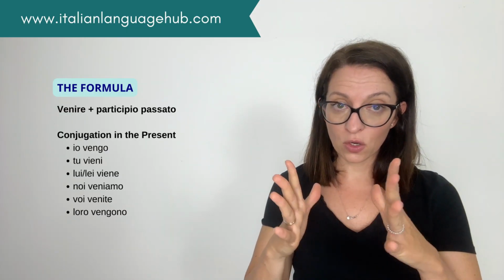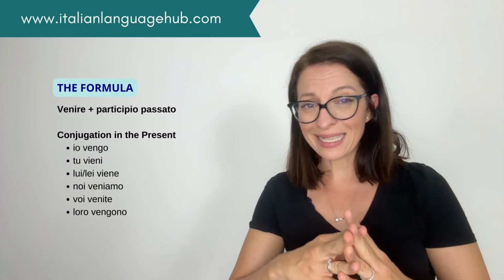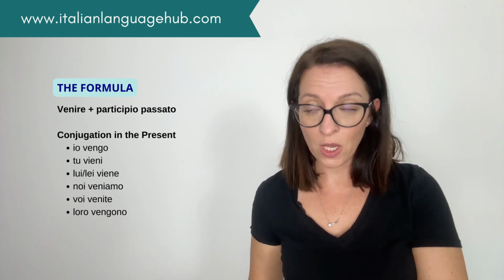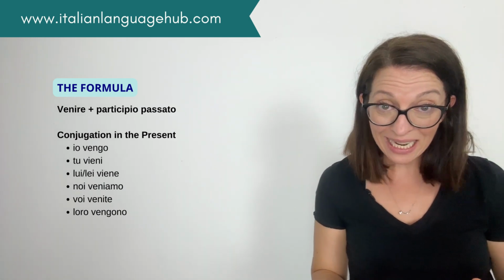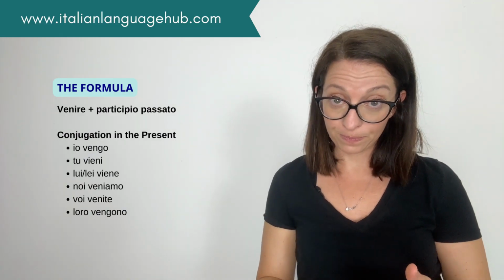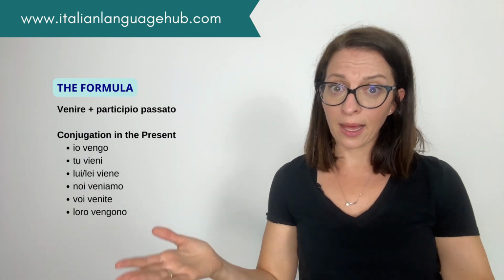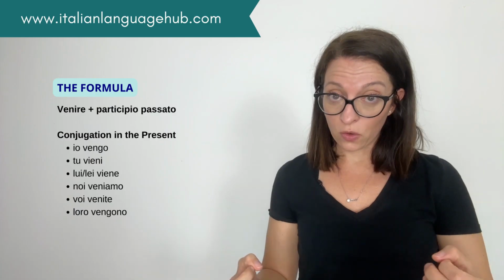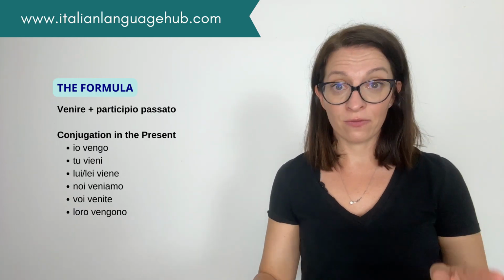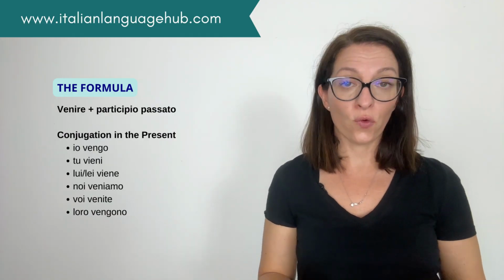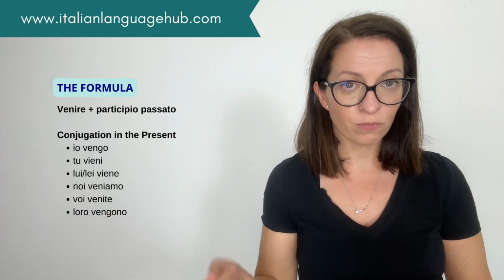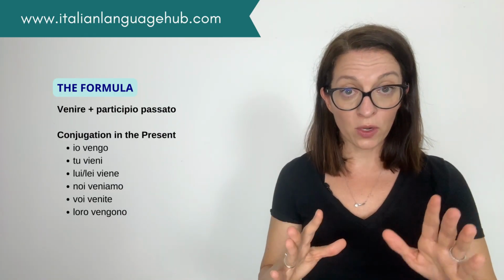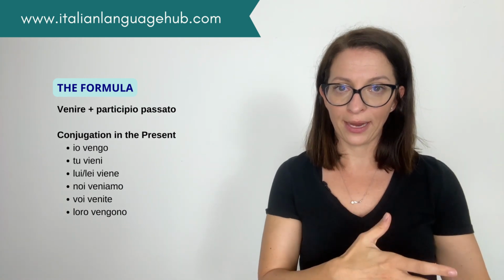Now, how do we conjugate venire? We conjugate venire in the same tense we need, and then we add the past participle of the main verb. So the formula that you have to remember is venire plus past participle. How do we conjugate venire at the present tense? Do you remember? Let's quickly review it. Io vengo, tu vieni, lui, lei viene, noi veniamo, voi venite, loro vengono. Remember, it's irregular, okay? So review it, say it aloud, and make sure you understand it before you add on extra things.